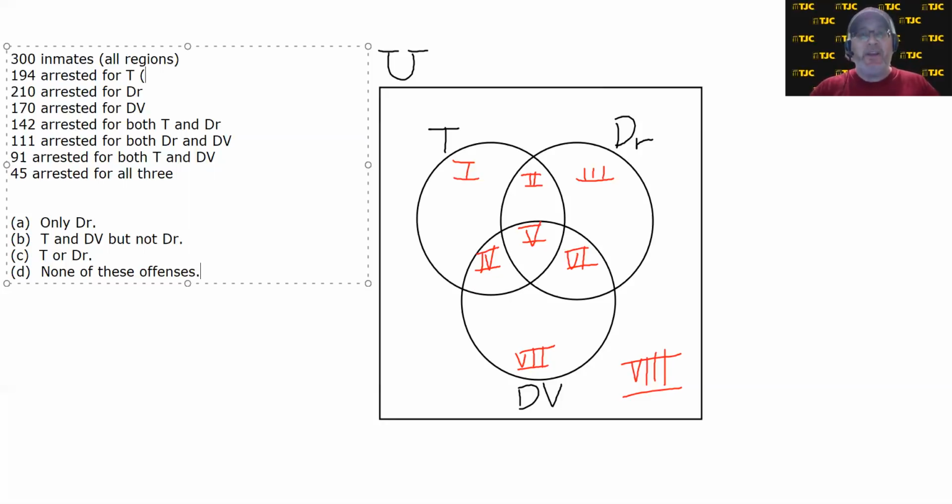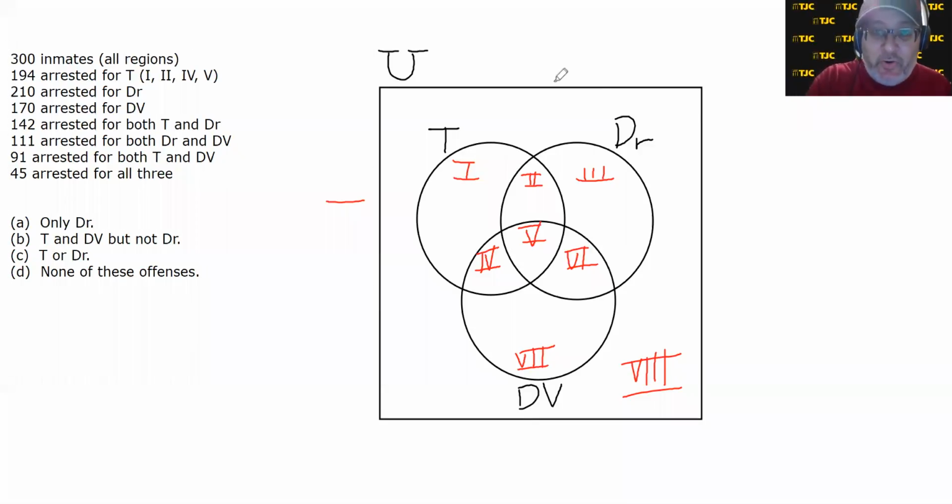Which regions make up the theft circle? Regions 1, 2, 4, and 5. Make sure you understand that before we move on. The theft circle is comprised of regions 1, 2, 4, and 5.